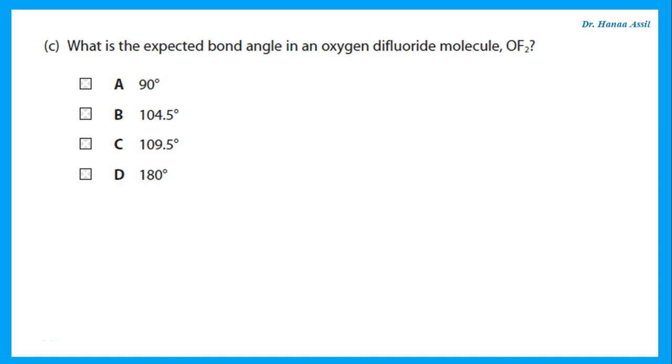What is the expected bond angle in oxygen difluoride? Of course, this is oxygen with 2 bonds to the fluorine. So this is actually just like water. So we have 2 bonding pairs of electrons and 2 lone pairs on the central atom that repel more than the bonding pairs. So the bond angle is 104.5, and we say this is non-linear.